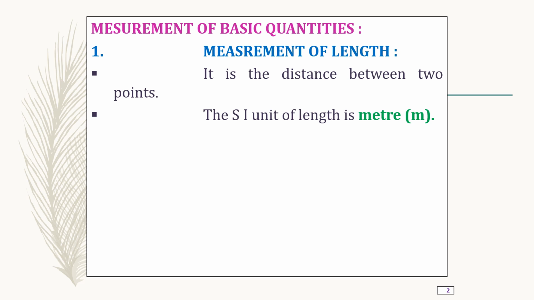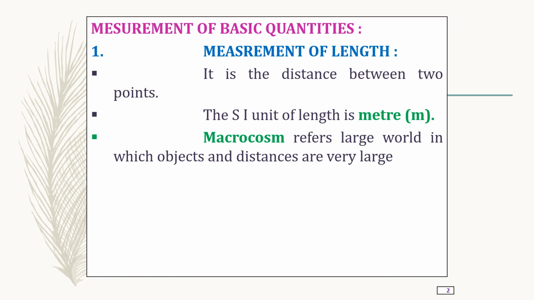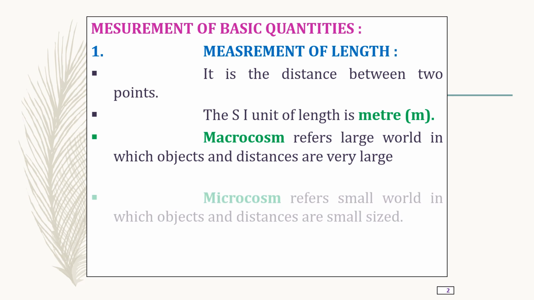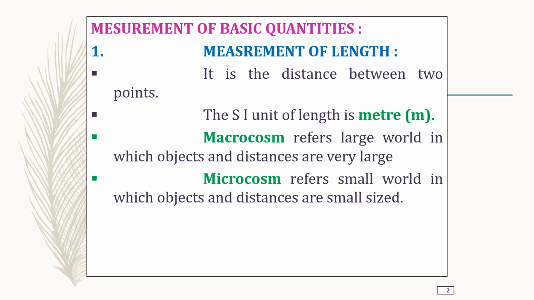Macrocosm refers to a large world in which objects and distances are very large. Example, large objects like the galaxy, star, sun, earth, moon, etc. It refers to a large world in which both objects and distances are large. Microcosm refers to objects like molecules, atoms, protons, neutrons, electrons, bacteria, etc., and their distances constitute the microcosm. So microcosm refers to a world in which objects and distances are small sized.